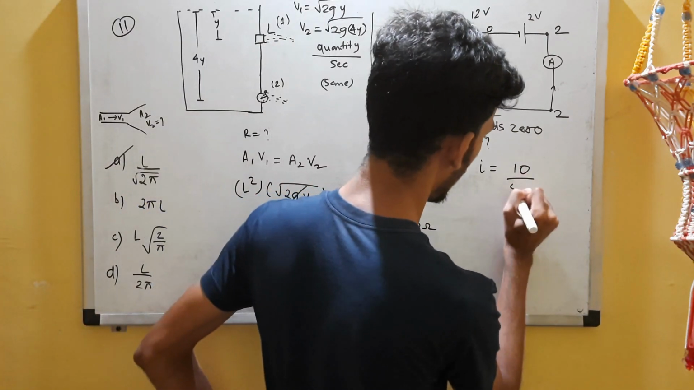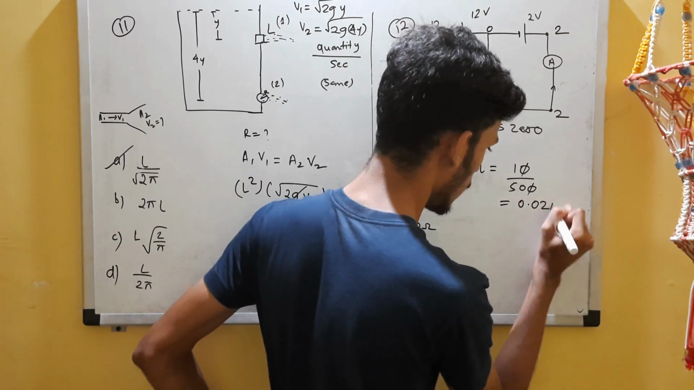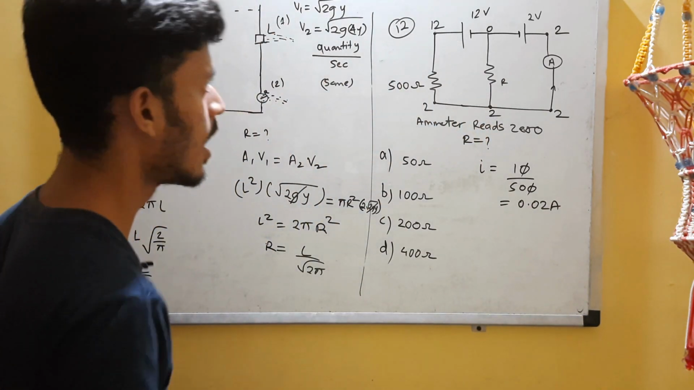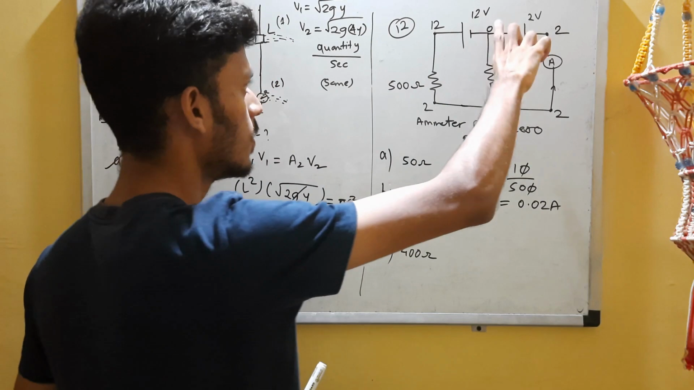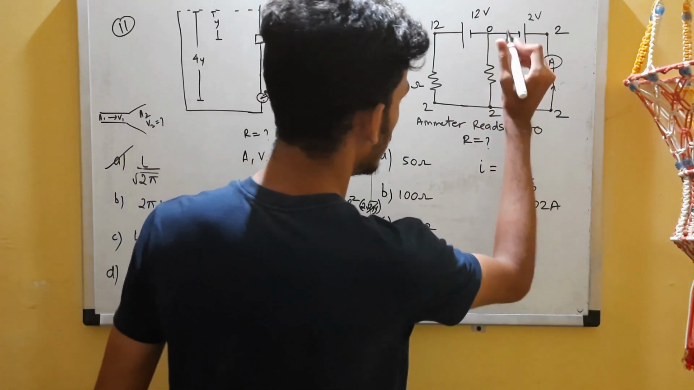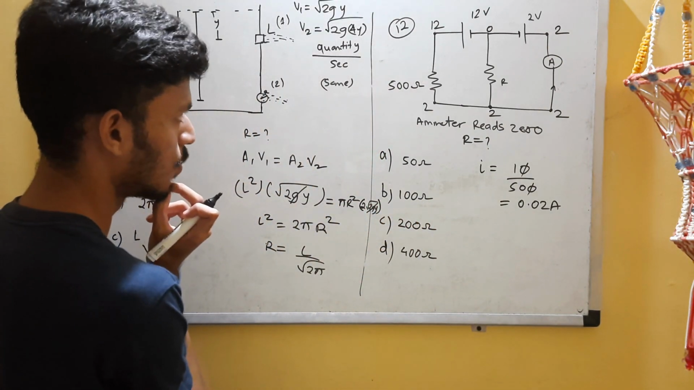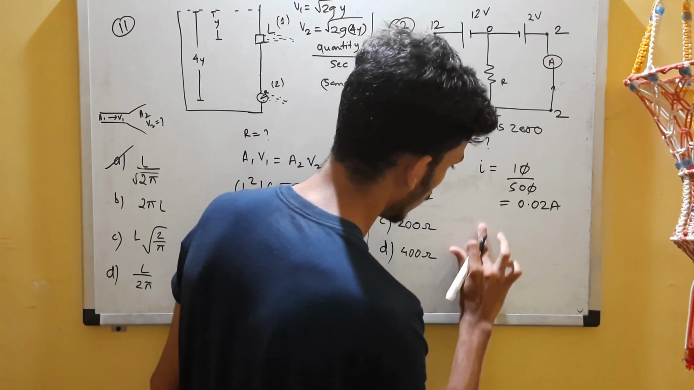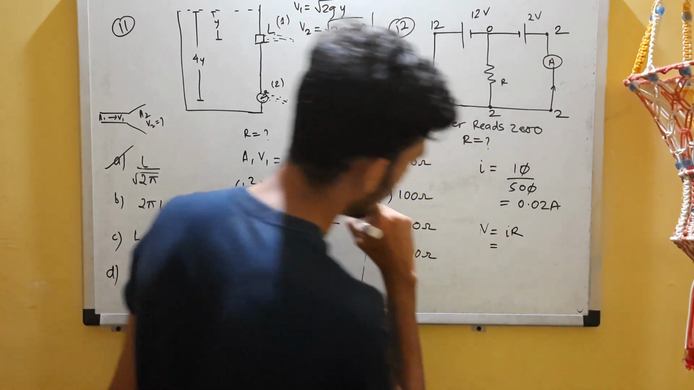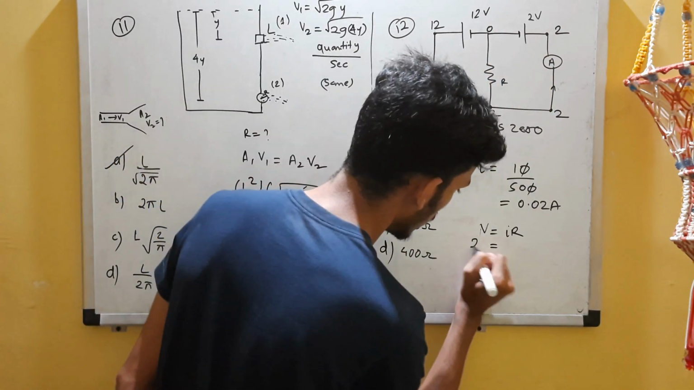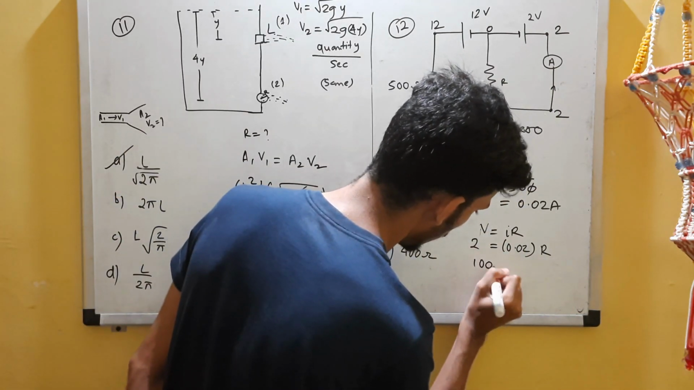R is 500. Fine, so this and this will get cancelled. 10 by 500 is 1 by 50, that is 0.02. So 0.02 amperes is the current that is flowing in this loop. Now, the potential difference across this resistor R is 2 volts. What we have to find is R. So V equals IR. With the potential difference 2 and the current 0.02, R can be easily found, and it will be 100 ohms.